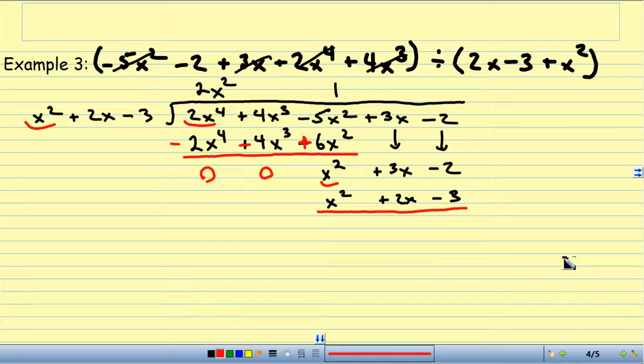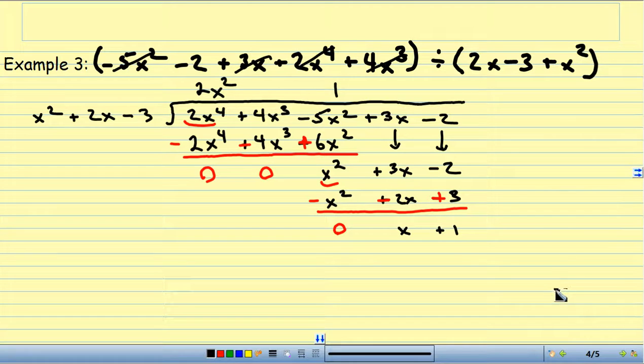I'm going to add them together, but before, change my signs. So x squared minus x squared gives me a 0. 3x minus 2x just gives me x. Negative 2 plus 3 plus 1. This is my remainder because x, now the leading term, is smaller than the leading term here. And when I say smaller, I mean the degree. So it's power. So I can't divide an x squared into an x.